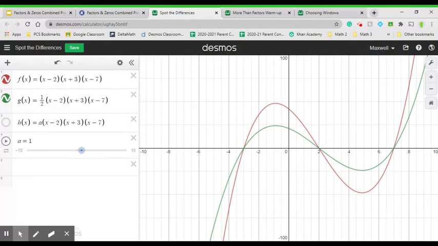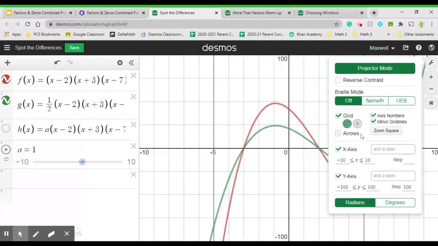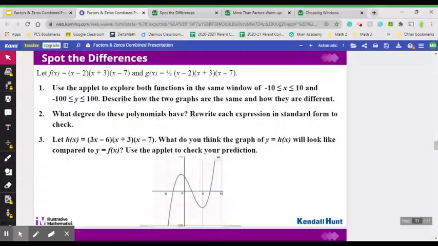So we have f of x in red and g of x in green, and we see our domain and range are set up. If you're unsure how to do that in Desmos, if you go down here to the x-axis, you can type in whatever you want to use. -10 to 10 and -100 to 100 is what we talked about before. And you can see that that is what our slide was talking about.